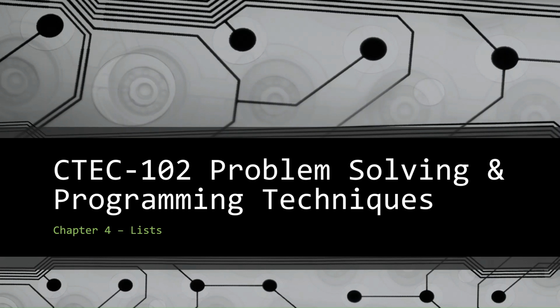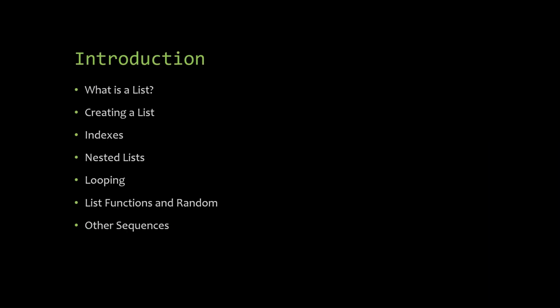We're continuing on with problem solving and programming techniques. We're on chapter 4, which is lists. In this chapter, we'll define what a list is. We'll talk about how to create one. We'll talk about indexes, nesting lists inside of lists, how to use looping to process a list, and some functions that are included with the list, including random.